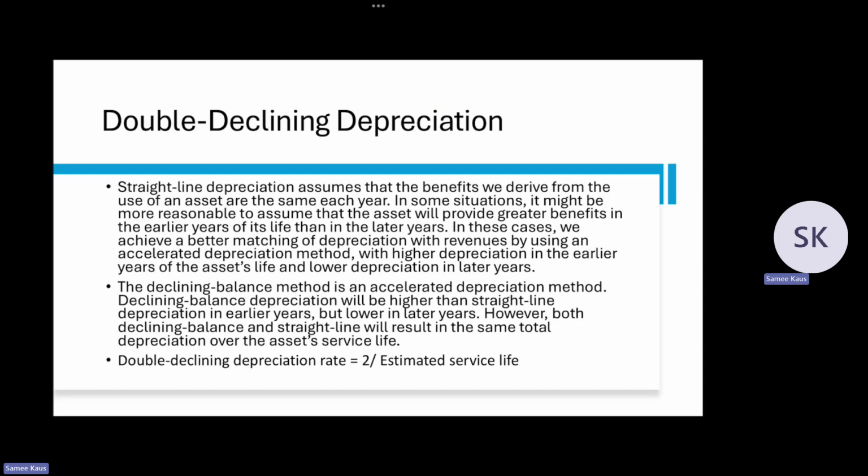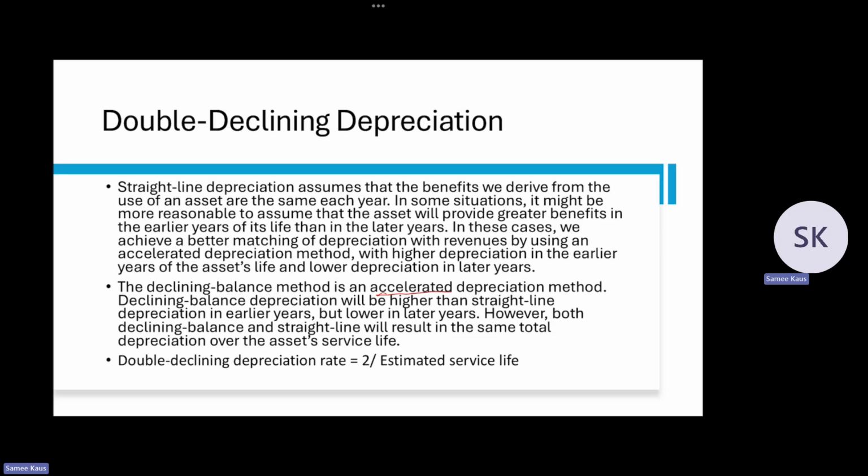So what that means is I'm going to accelerate the depreciation that I recognize on this asset. The double declining is going to shove a bunch of depreciation early on in the asset's useful life. But what's important is the total depreciation is going to be the same. It's just a question of what period I'm recognizing that depreciation in.